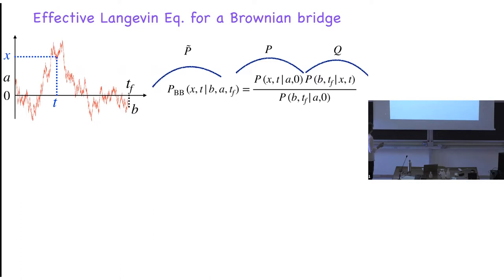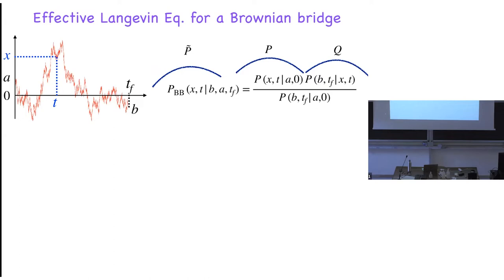The main picture, when you consider Brownian bridges, is that we are considering here Markov processes. So I want to compute the probability to be at x at a given time t. I divide the time interval into 0 to t and t to tf. Basically, I first propagate from a at 0 to x at t. That's this first part, which is just a simple Brownian motion here. And then from t, I need to go to b at tf. So that's what it is here.